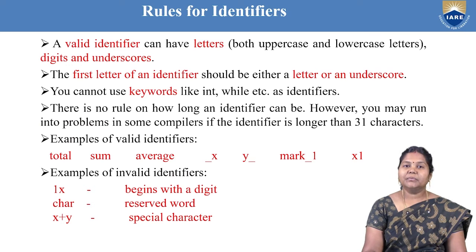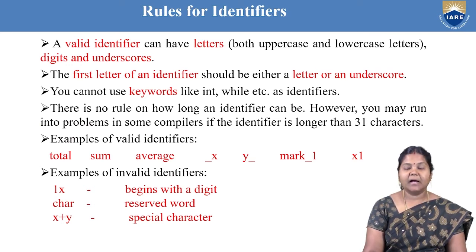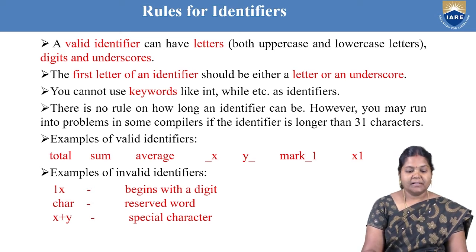Now, coming to the rules of identifiers, a valid identifier can have letters, digits, and underscores. A combination of letters, digits, and underscores can be used, but the first character should be a letter or underscore only. Both upper and lowercase letters are allowed in the C language to write an identifier. You cannot use any keywords.